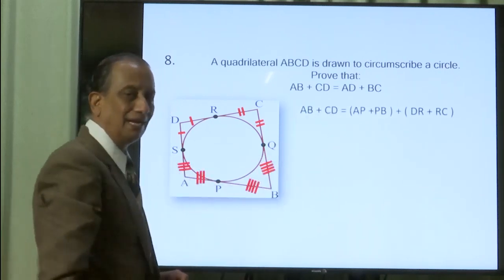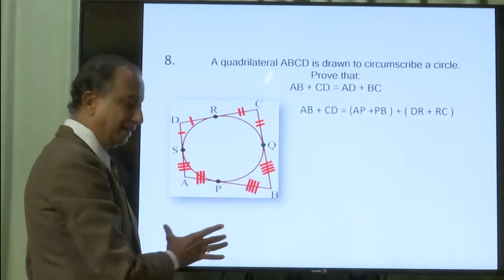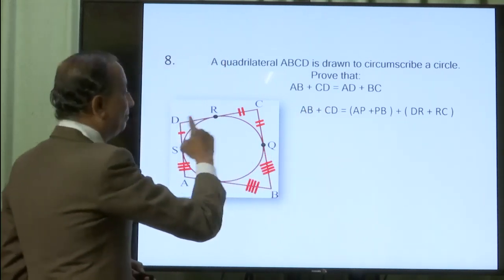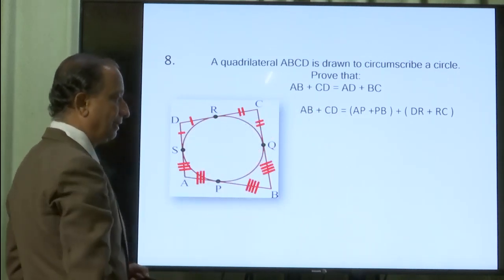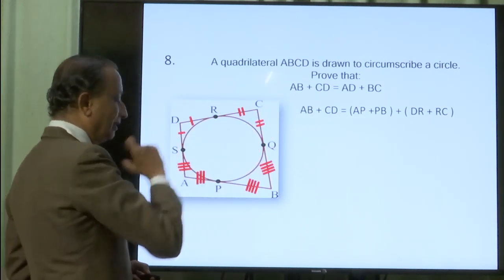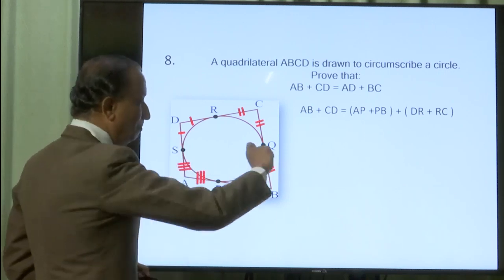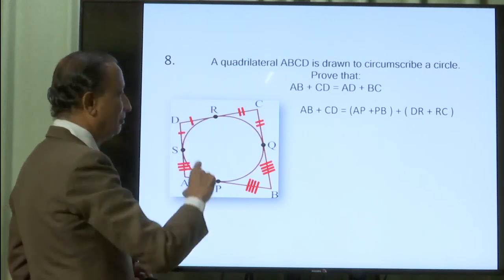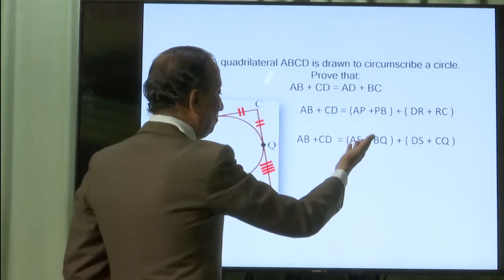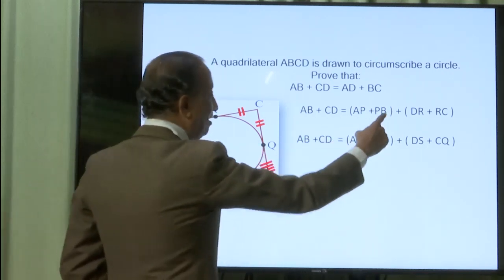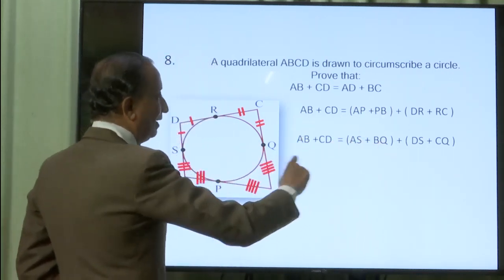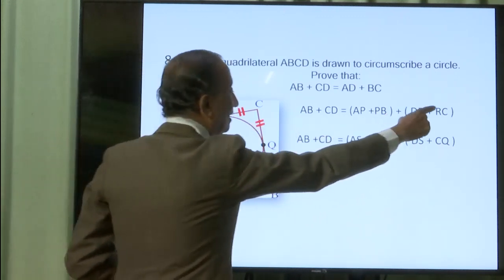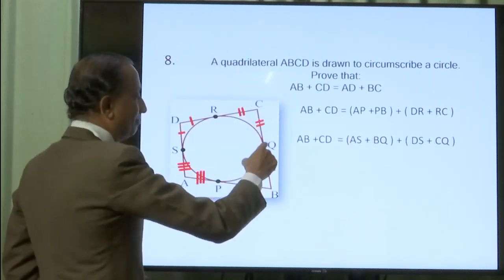So AB plus CD is nothing but, AB can be split as AP plus PB, plus CD can be written as DR plus RC. Now instead of AP, can we not substitute AS? Instead of PB, write BQ. So in place of AP you write AS, instead of PB you write BQ, instead of DR you substitute DS, and in place of RC you can substitute CQ.